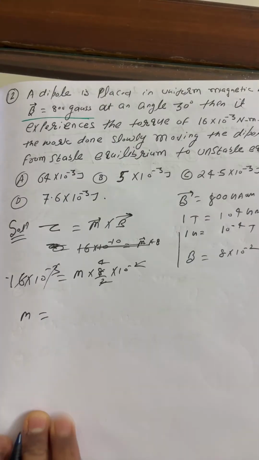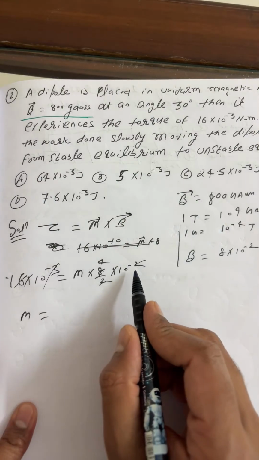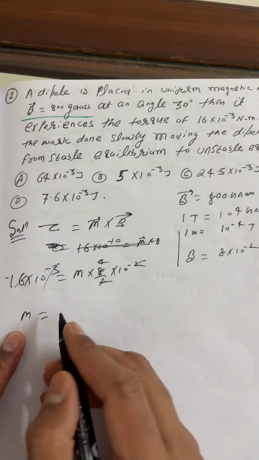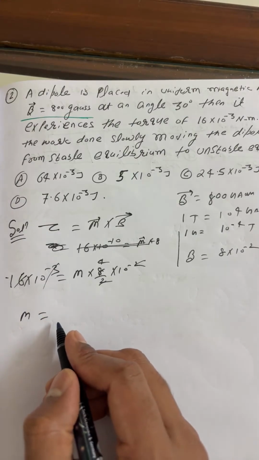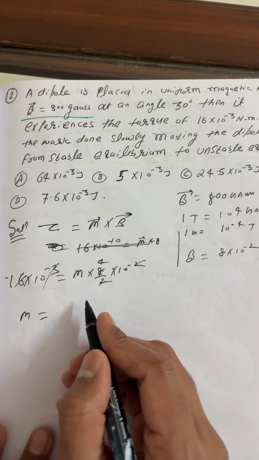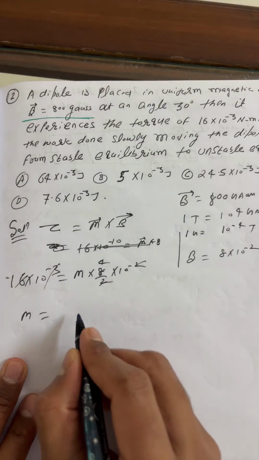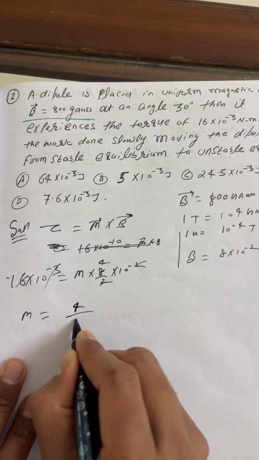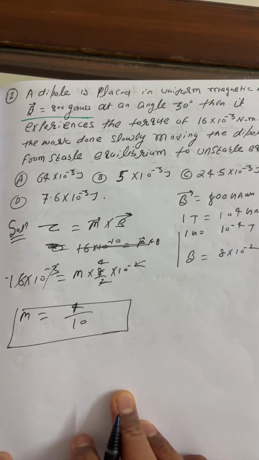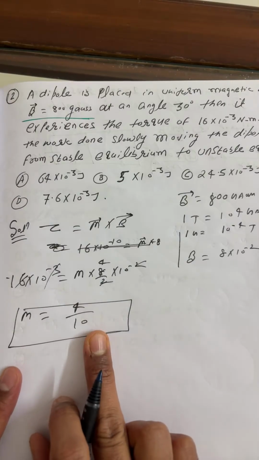Beta, how much magnetic moment will we get here? M equals 16 upon, this is J, 10 to the power minus 2. So we can write 4 for the 16, 16 into 400. So 4 fours are 16, giving 4 by 10. How much will we get here? M is basically 4 by 10. This is the magnetic moment.